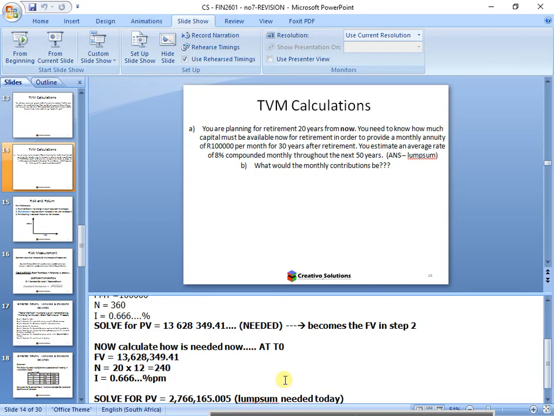Are you guys happy with that? Okay, but that's not the last answer. B was, what would the monthly contributions be? Because we don't have 3 million lying around. So what would we have to contribute towards this goal? What would the monthly contributions be?